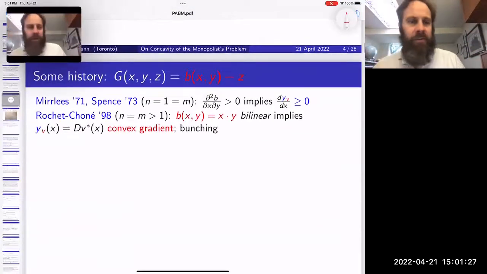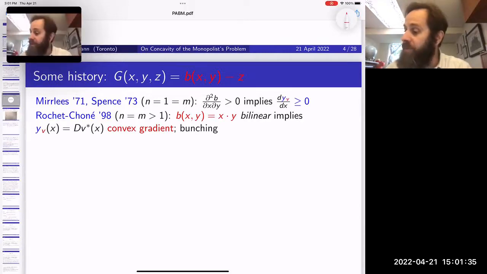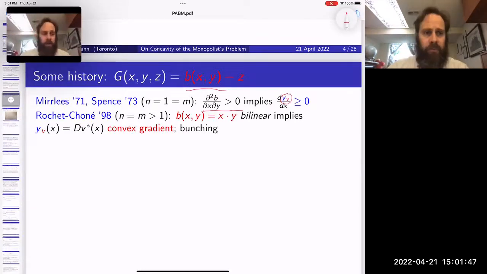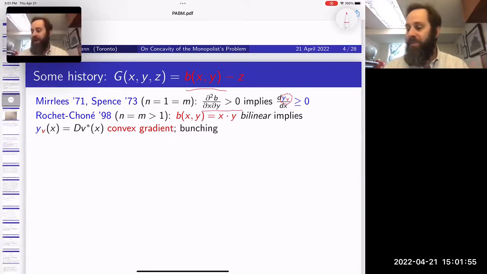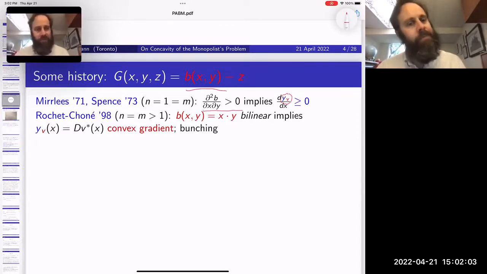Okay, I have a slide devoted to the history of this problem. Mirrlees and Spence worked on this one-dimensional case, and their basic observation was that when the mixed partial derivatives of the benefit function have a sign, that will force the product consumed to be a monotone function of the type of the agent. And once you know that the map from x to y, from agent to product, is monotone, you can reduce the whole thing to an ordinary differential equation with appropriate boundary conditions.